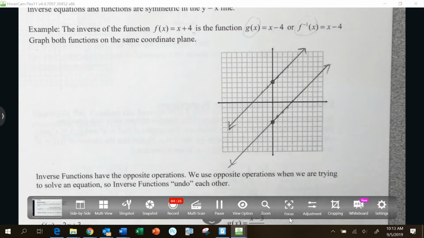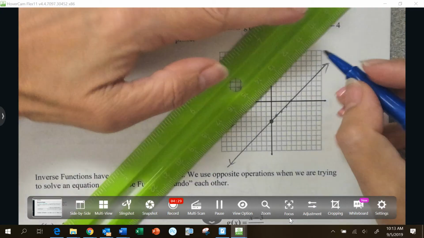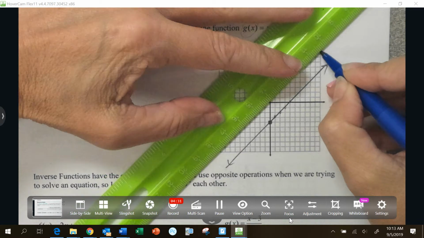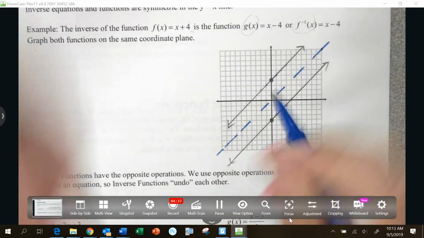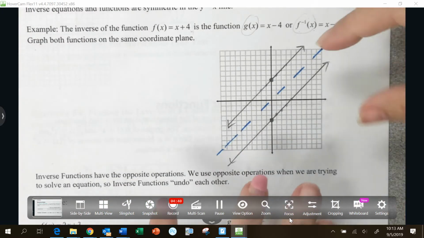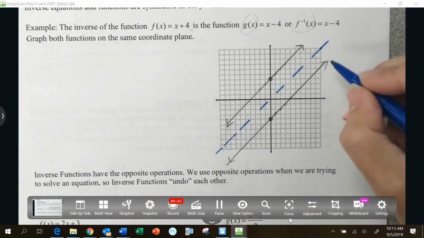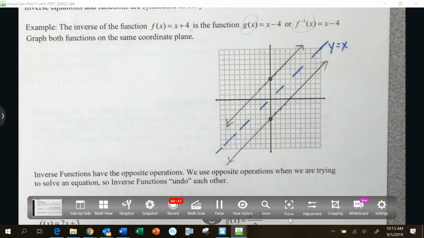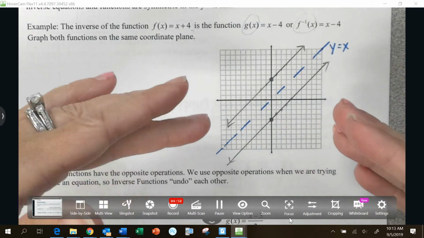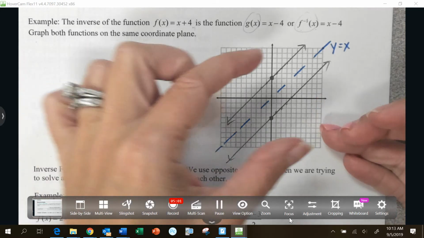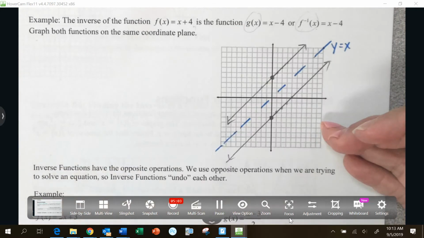What inverse functions have in common every single time is that they are symmetric in the y equals x line. So if I were going to fold my paper at the y equals x line, these would match up every single time. So as we're graphing these and finding equations, you will be able to tell visually if you're doing it right, because these should be mirrors of each other in this y equals x line.